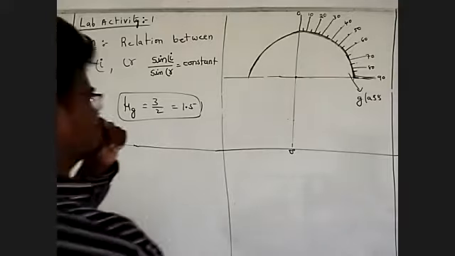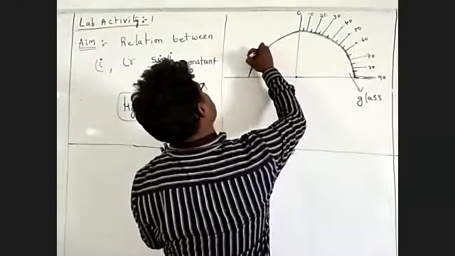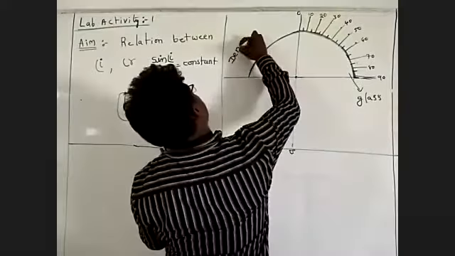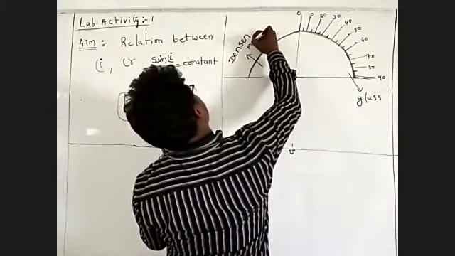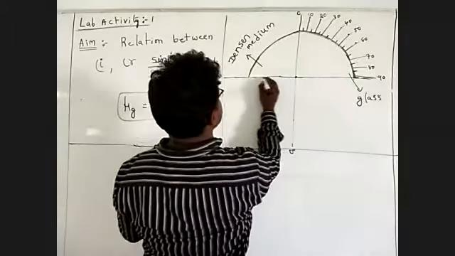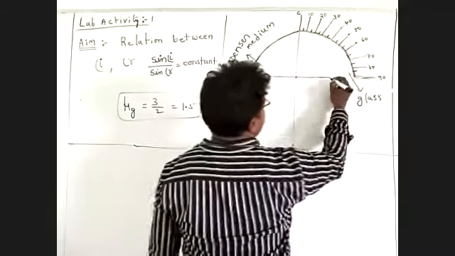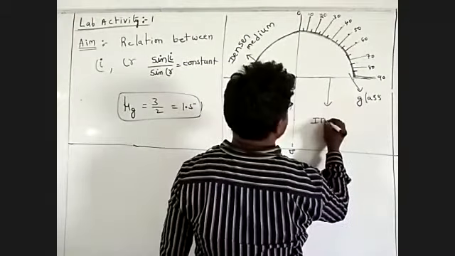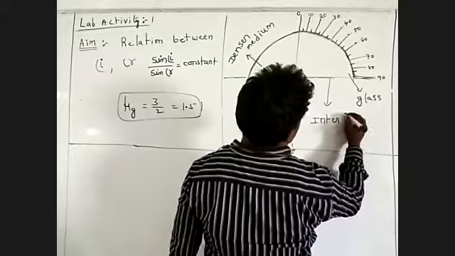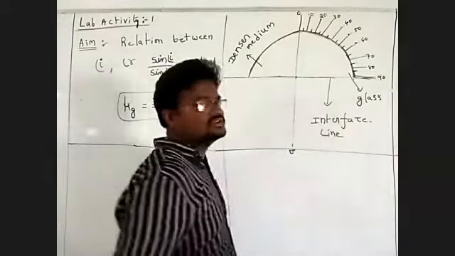Now this side is the denser medium. This is what we call the denser medium. This is a line; we call this the interface line. This interface line divides the two mediums.